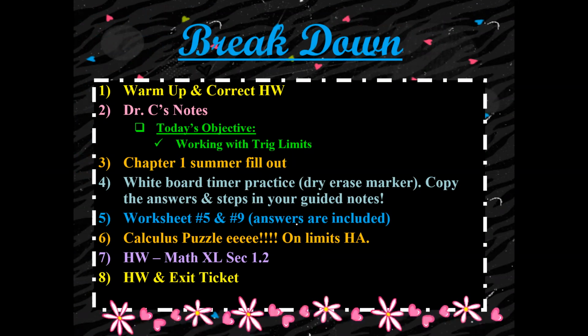And then we're going to work on questions for worksheet number 5 and 9. I will give you guys the answer. There is a calculus puzzle on limits on horizontal asymptotes. And then do not forget your Math Excel homework for week 5. I usually have 2 assigned. The first one is Monday, Tuesday, and the second one is Wednesday, Thursday. As always, it is due on Sunday. So keep that in mind.